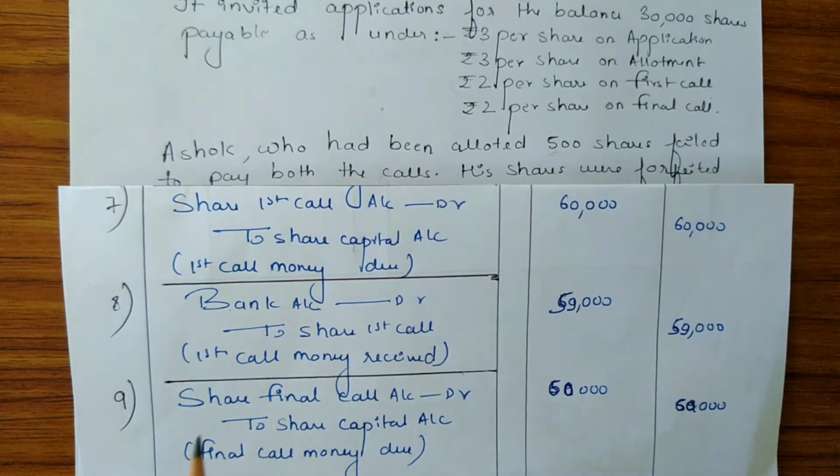So entry will be share final call account debit to share capital account. The amount is 60,000 and 60,000.